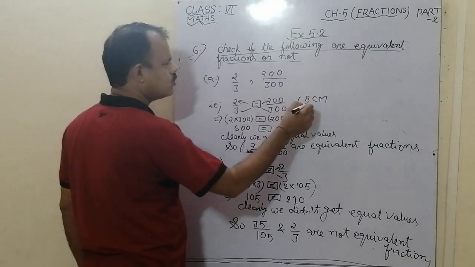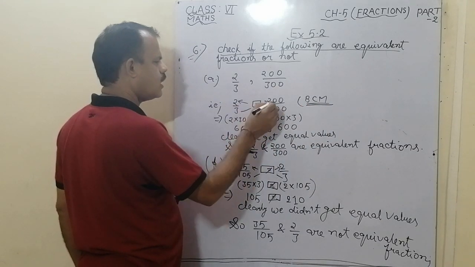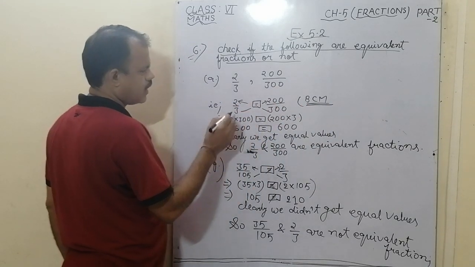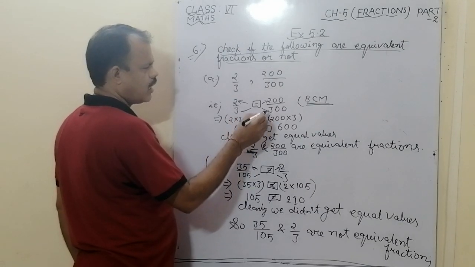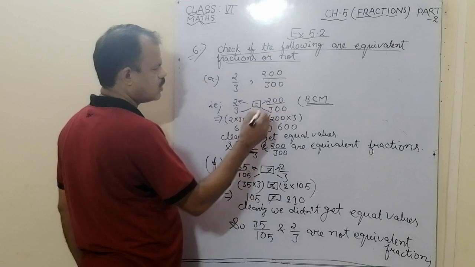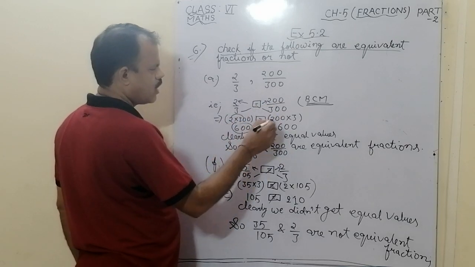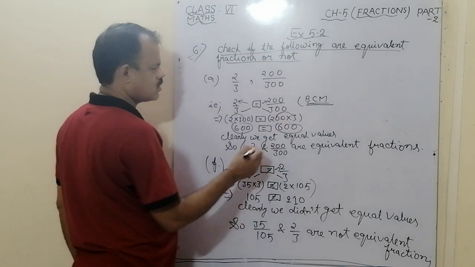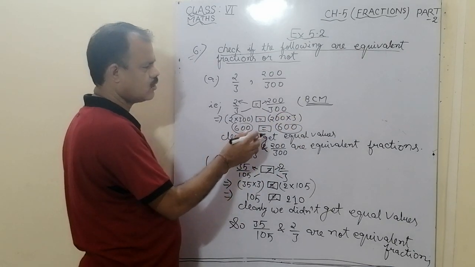Now we have to cross multiply. 2 into 300 and 200 into 3. LHS side 2 into 300 and here RHS side 200 into 3. So 2 into 300 is 600 and 200 into 3 is 600. Both LHS and RHS values are equal.